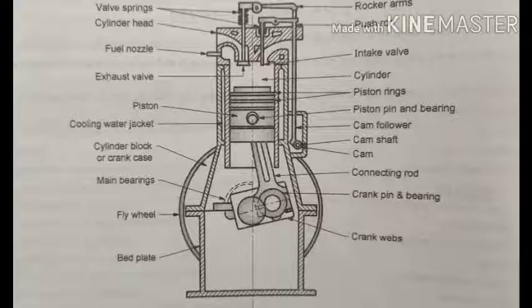Next one is the connecting rod. The function of the connecting rod is to change and transmit the reciprocating motion of the piston to the continuously rotating crank pin during the working stroke and vice versa during other strokes. The small end of it is attached to the wrist pin located in the piston, and the other end, that is the big end, has a bearing for the crank pin.